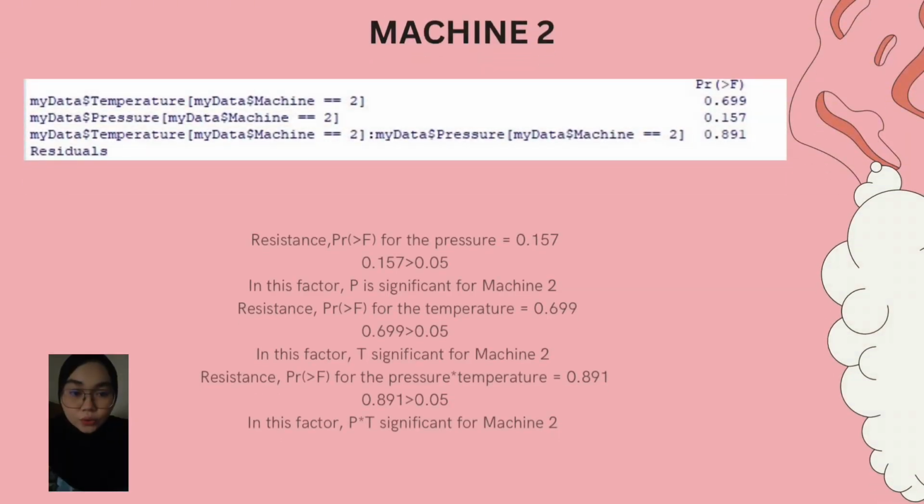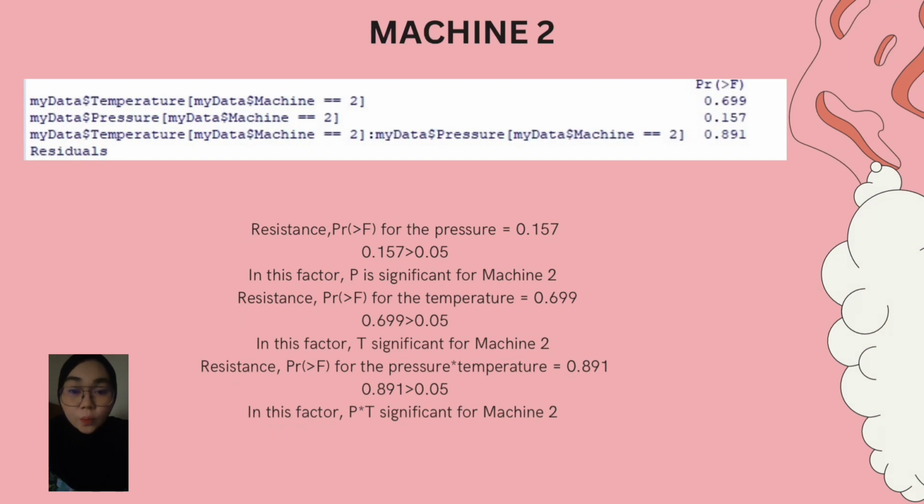This is for machine 2. The p-value for pressure equals 0.157, bigger than 0.05. In this factor, pressure is significant for machine 2. The p-value for temperature equals 0.699, bigger than 0.05. In this factor, temperature is significant for machine 2. The p-value for pressure times temperature equals 0.891, bigger than 0.05. Lastly, in this factor, P times T is significant for machine 2.